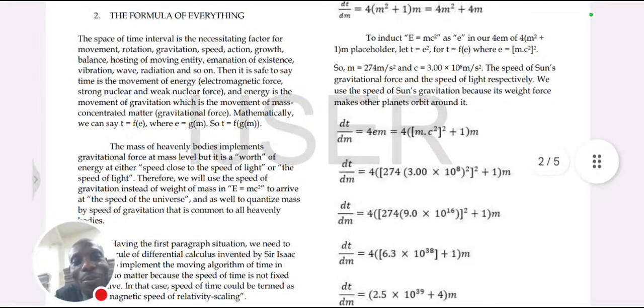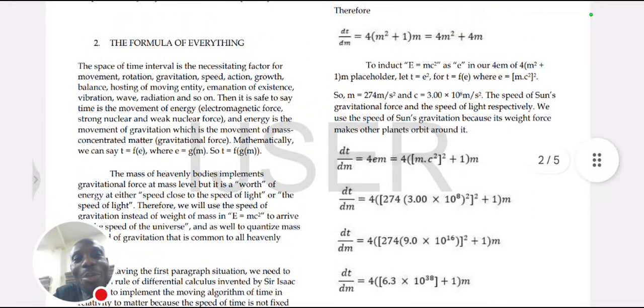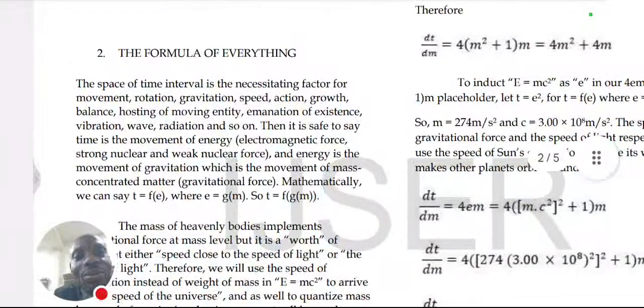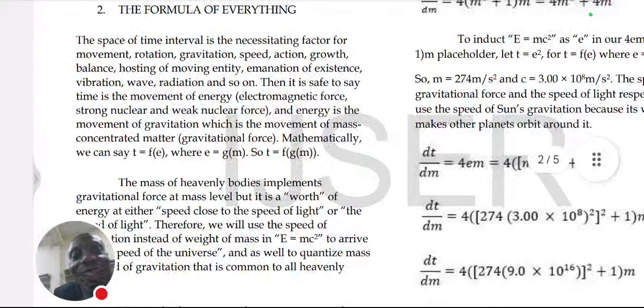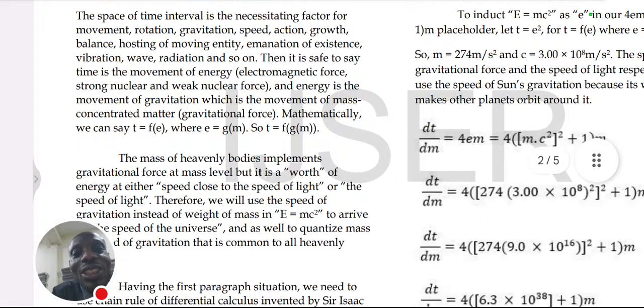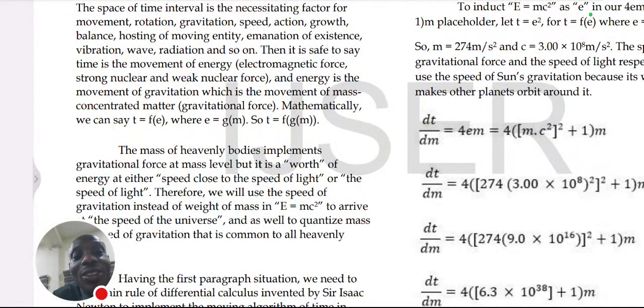It starts from here. Now, I say the space of time interval is the necessitating factor for movement, rotation, gravitation, speed, action, growth, balance, hosting of moving entity, emanation of existence, vibration, wave radiation, and so on. Then it is safe to say time is the movement of energy, electromagnetic force, strong nuclear and weak nuclear force. And energy is the movement of gravitation, which is the movement of mass concentrated matter, gravitational force.